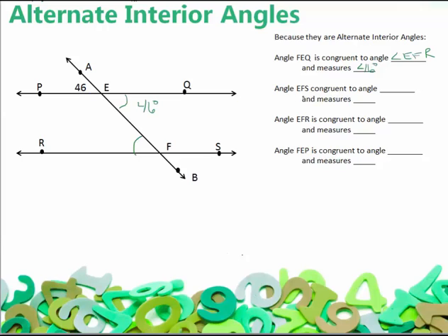Likewise, we have angle EFS, this angle. Now that angle has an alternate interior angle right here, which is FEP. See how they're alternating interior angles? And both those angles are going to be 134 degrees. So they alternate, they're both on the inside, and they alternate sides of the transversal. So they are also congruent. I'm going to leave you 2 more on this slide to do. They are already marked for you.